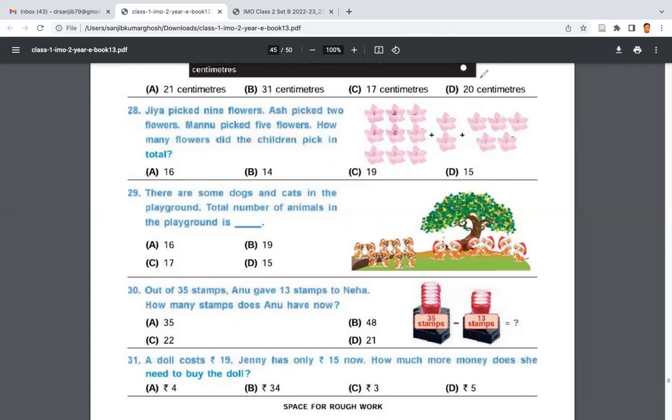Number 29. There is one cat in the playground, with another one in the playground. 1, 2, 3, 4, 5, 6, 7, 8, 9, 10, 11, 12, 13, 14, 15. Very good. Excellent. So you counted the number of dogs and the number of cats. Very good. Excellent, Shivanshu. Okay, tell me number 30 better.